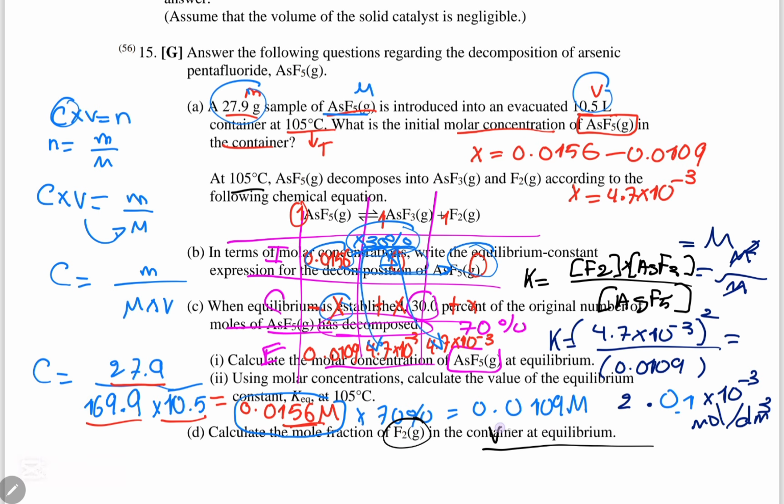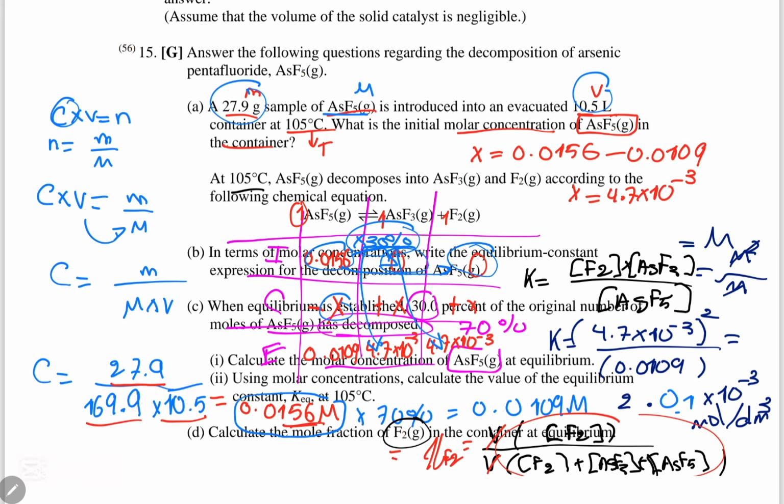And since they all have the same volume, I could take out volume times concentration of F2, volume times concentration of F2 plus concentration of AsF3 plus concentration of AsF5, right? So now what can I do? I can cancel volume and volume, and now I'm left with this equation. This would give me the mole fraction of F2 gas. If I use this or if I use the number of moles, I'd end up with the same exact answer.